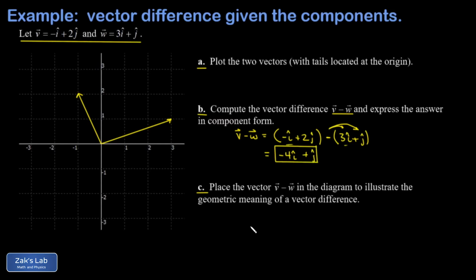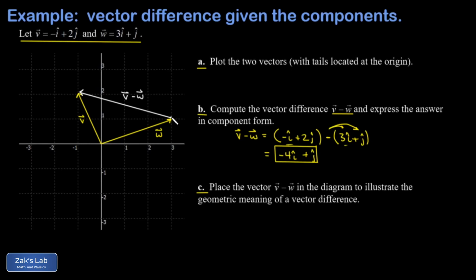j hat. Now I want to place that vector v minus w into the diagram to illustrate the geometric meaning of a vector difference. And so what we have to remember here is that if I put the tails of v and w in the same place, and I want to visualize v minus w, that's a vector pointing from the head of w to the head of v. And then we can verify that this agrees with our algebraic solution.